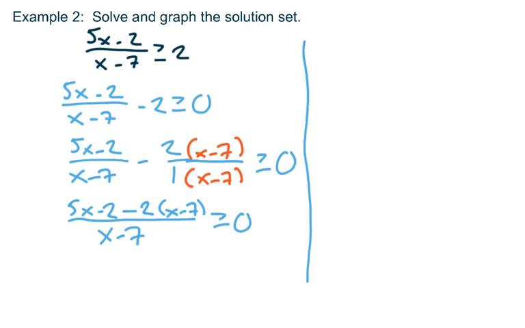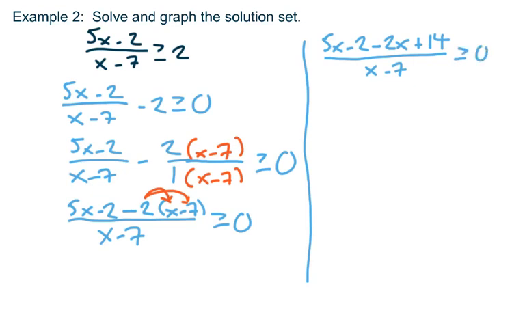I have to simplify a little bit because it does say a simplified fraction. Take this 2 and use the distributive law and multiply it out. You would then have 5x minus 2 minus 2x. Minus 2 times negative 7 would make a positive 14. X minus 7 in the bottom, denominator, greater than or equal to 0.